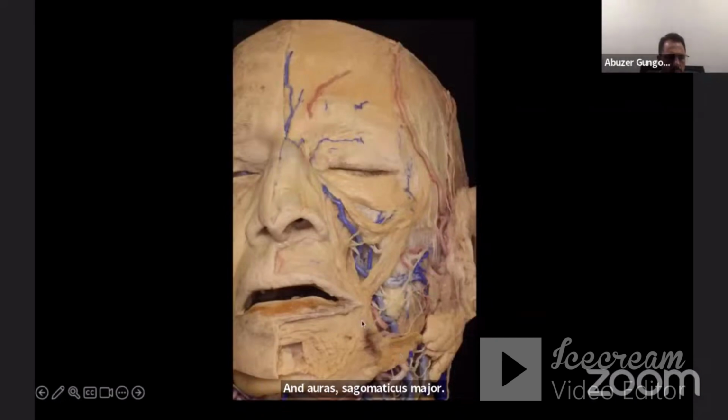the depressor anguli oris, mentalis here, and this is part of the platysma. We can see in a deeper plane, deeper to the branches of the facial nerve, the masseter. We can also see, importantly, this is the superficial temporal artery, the anterior and the posterior branches.